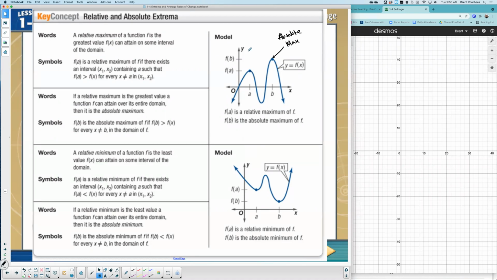Absolute max. This one here, you could call it one of two names. This lesson is going to use the word relative. Local is what most of our calculus teachers would say. So I want you to know it could be the word relative. It could also be the word local that you see, local maximum. What that means is it is a maximum, but it's not the highest point on the graph.